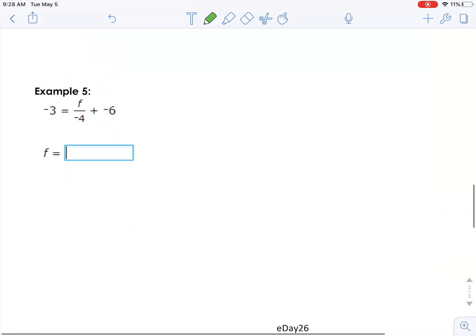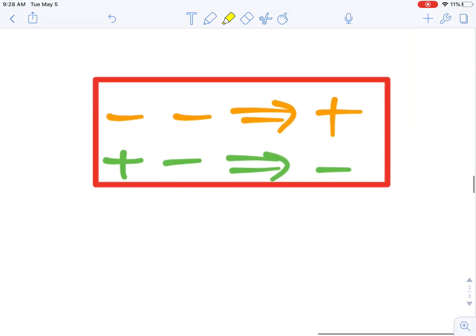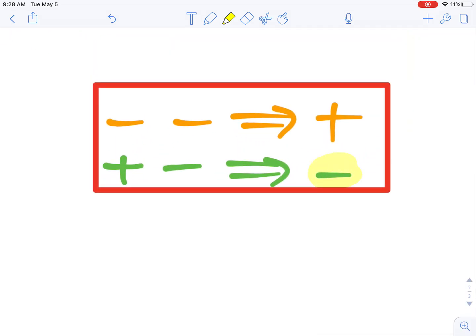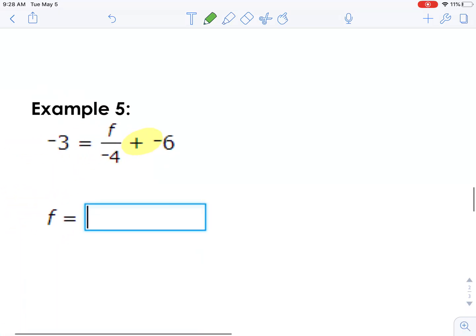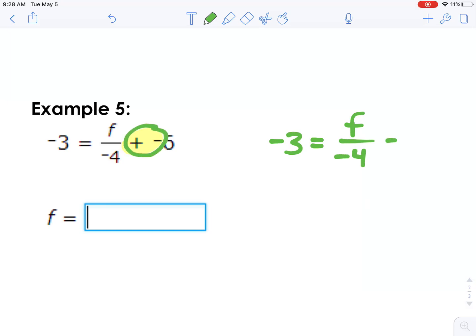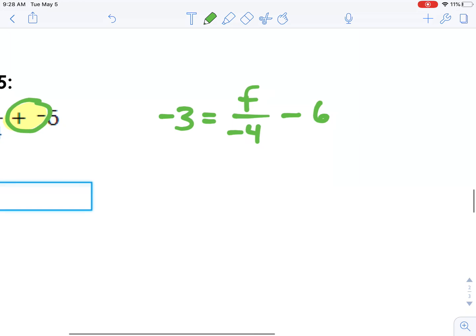And here's our last problem. Once again, you see that plus a negative. And what did we say plus a negative is? Plus a negative is really just a subtraction sign. So let's rewrite this problem. So -3 equals f divided by -4. And let's change this just to a -6.